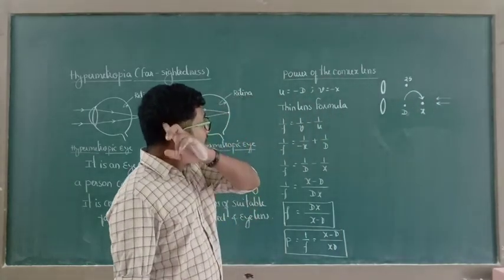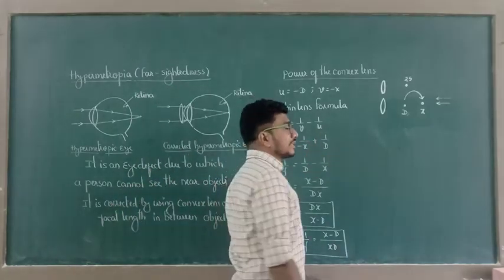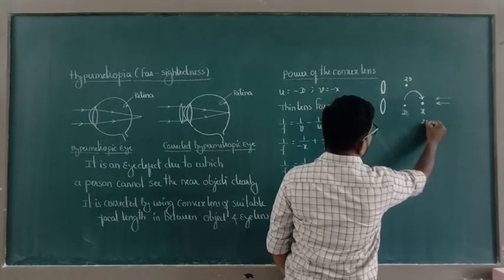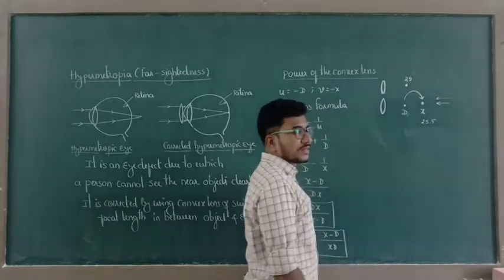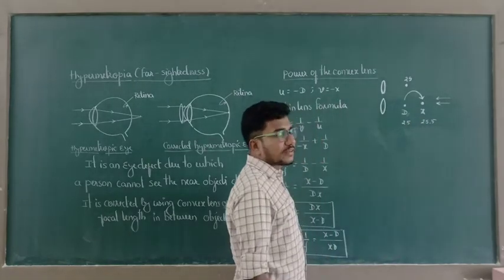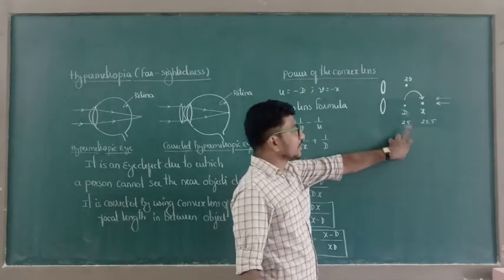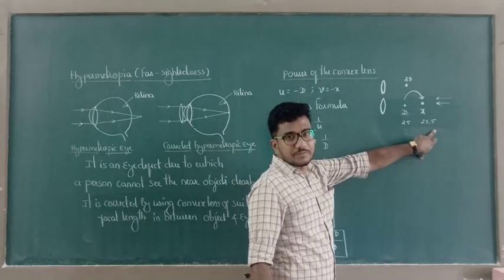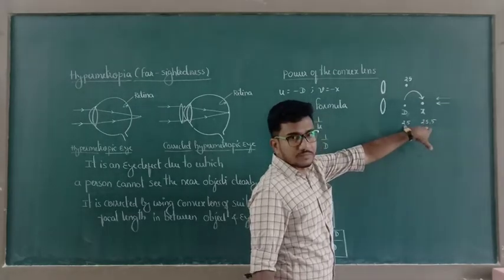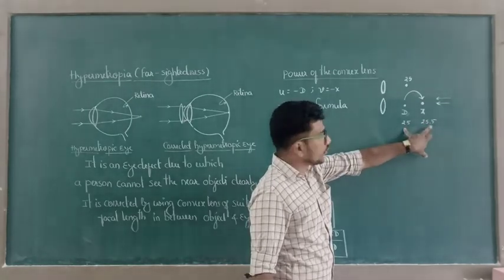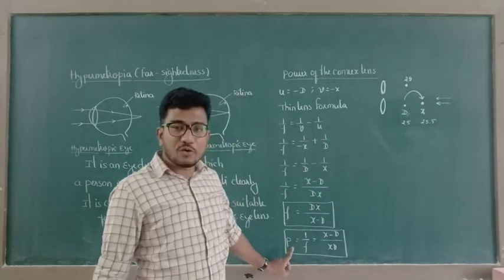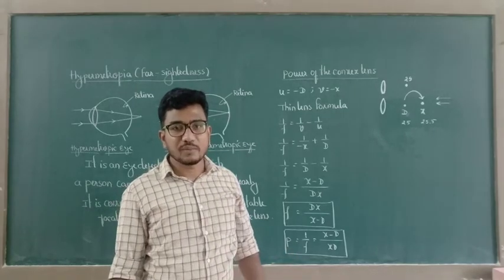For example, in case of a hypermetropic eye, let us say the near point is 25.5. 25 is the actual near point for a normal eye. 25 is the object distance, 25.5 is the image distance. Now by substituting v and u, we can calculate the required focal length of the convex lens to correct the hypermetropic eye.